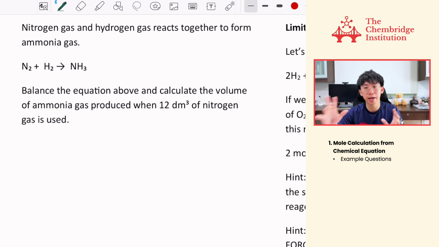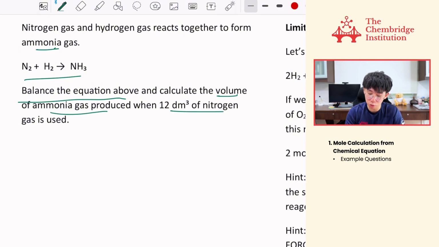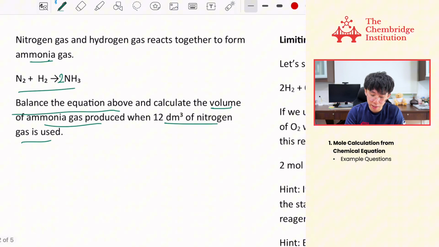Nitrogen gas and hydrogen gas react together to form ammonia gas, and they give you this rough equation. They ask you to balance the equation above and then calculate the volume of ammonia gas produced when 12 dm³ of hydrogen gas is used. So first, balance the equation, right? If you balance the equation properly, you know there's 2 N's on the right, so this has to be a 2, and then there's 6 hydrogens on the right, so this has to be a 3 over here.